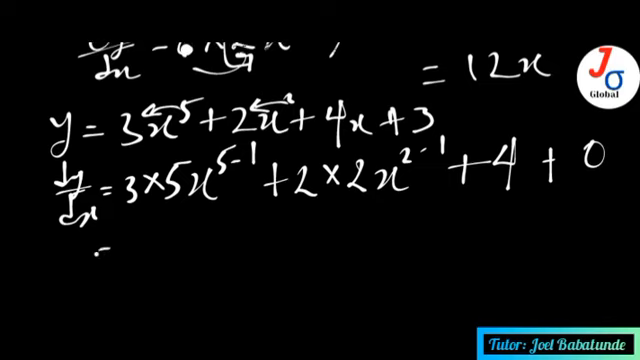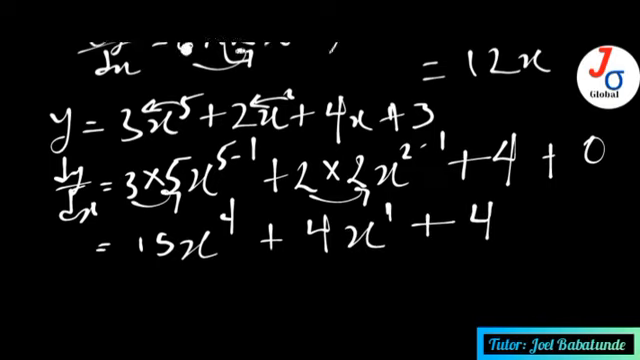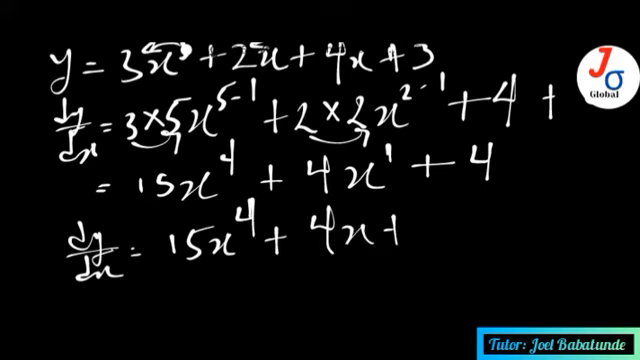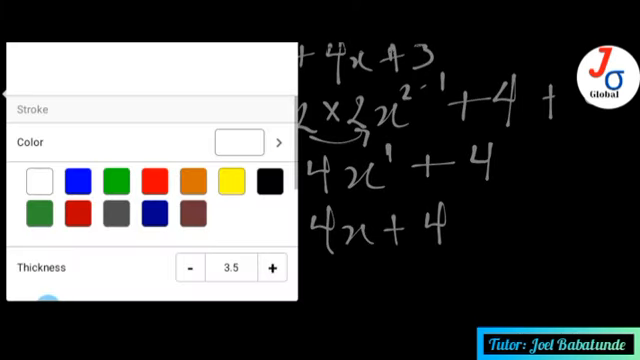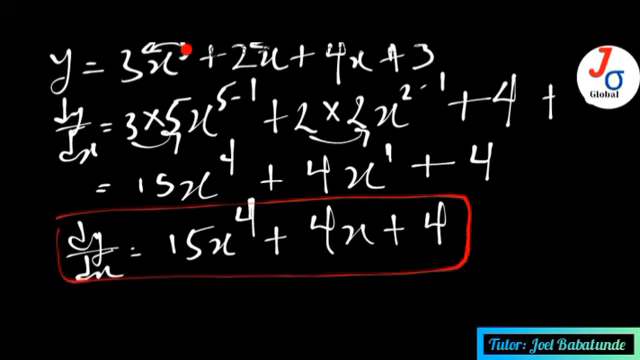Okay, so then dy/dx now becomes 3 times 5, which is 15x to the power of 4. Then plus 2 times 2, which is 4x, since 2 minus 1 is 1. Then plus 4. So my total answer is dy/dx equals 15x to the power of 4 plus 4x plus 4. So that's my final answer for this. So this is how to differentiate polynomial functions, very simple functions. All right.